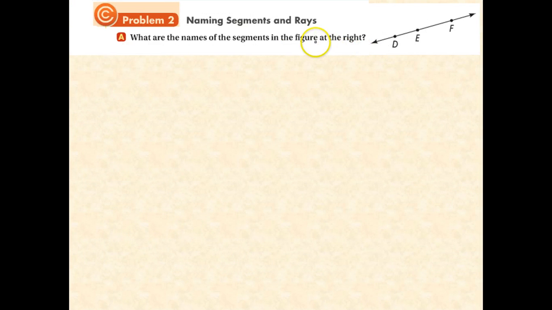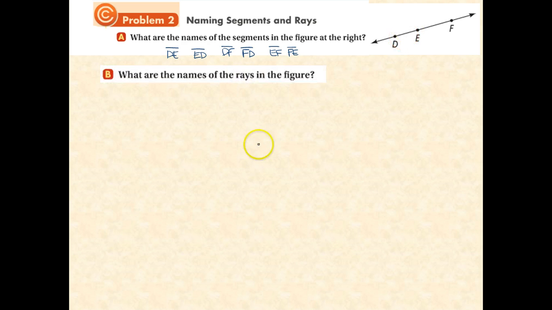So what are the names of the segments in the figure at the right? Well, here is segment DE, and I can also call that segment ED. The big one is segment DF, which we could also name segment FD. We've got segment EF, which we could also name segment FE. So those are the segments pictured. Did I say picture too much? Sorry.